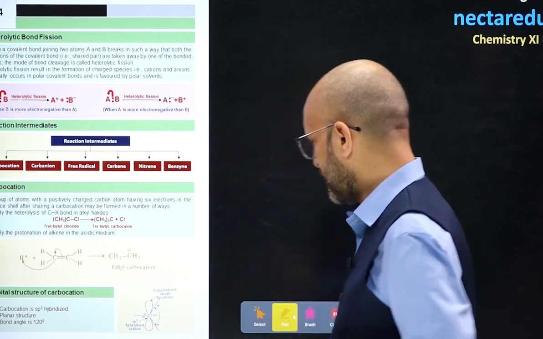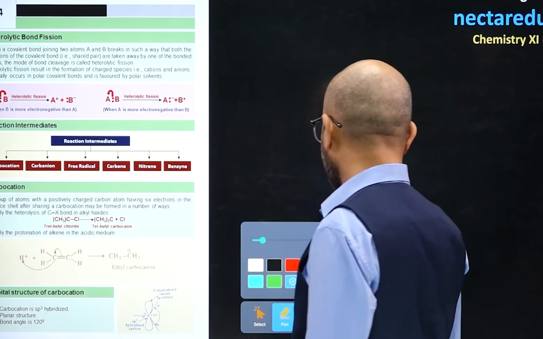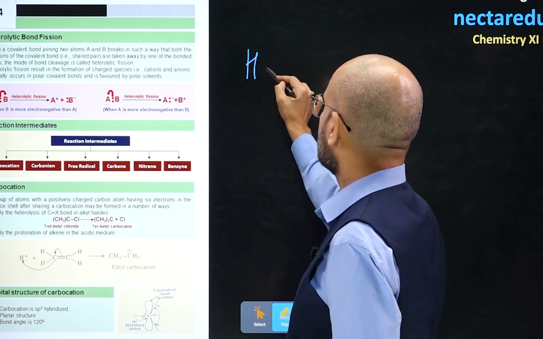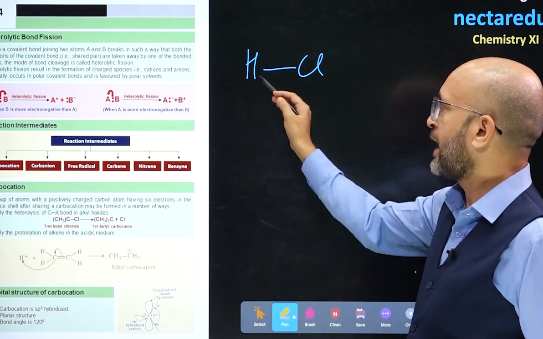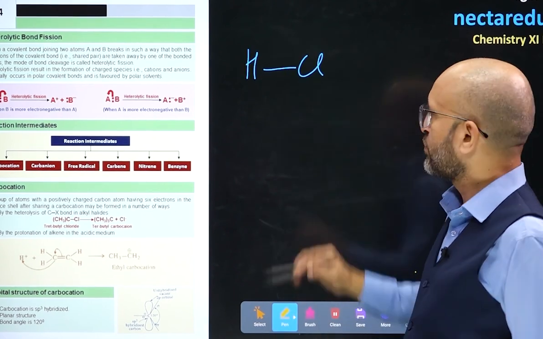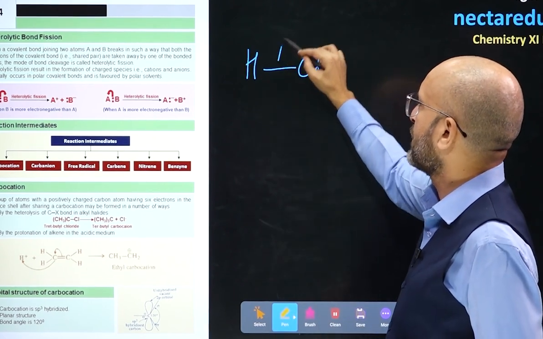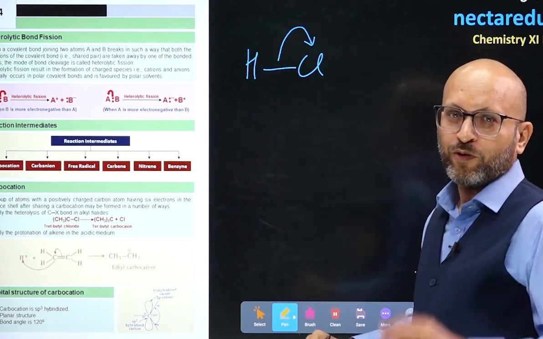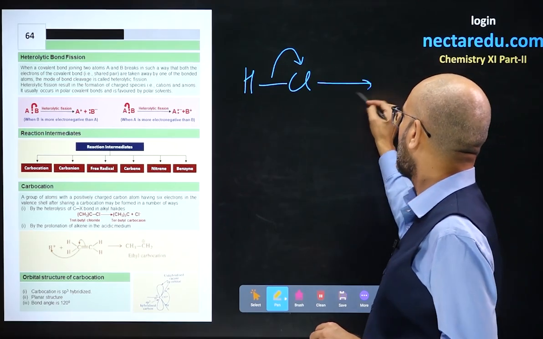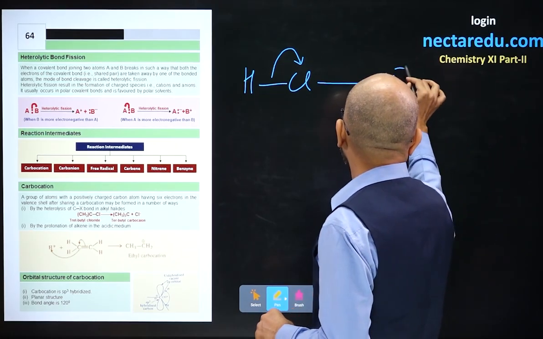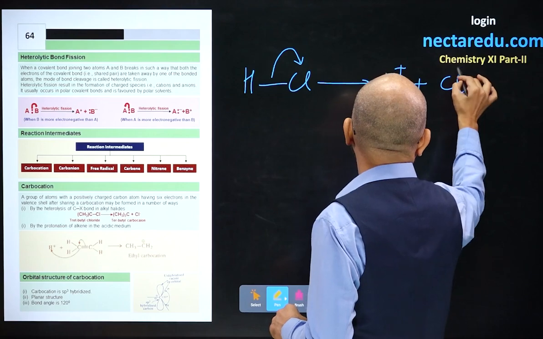For example, if I show you, I have a molecule, say HCl. Here chlorine is more electronegative and hydrogen is less electronegative. So how will the bond cleavage happen? It will happen like this. Both the electrons of the bond will be taken by chlorine. So what will happen is there will be a formation of H+ and Cl-.